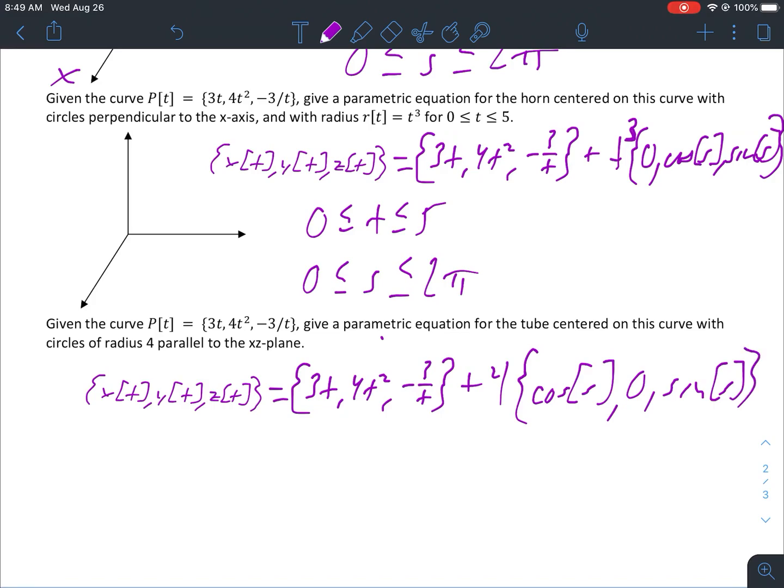Okay, so then it says the radius is 4, we got that covered here. It doesn't tell us the length, so again, we can pick whatever length we want. How about we'll go from 0 to 6. And again, we want a full revolution here. So 0 to 2 pi.